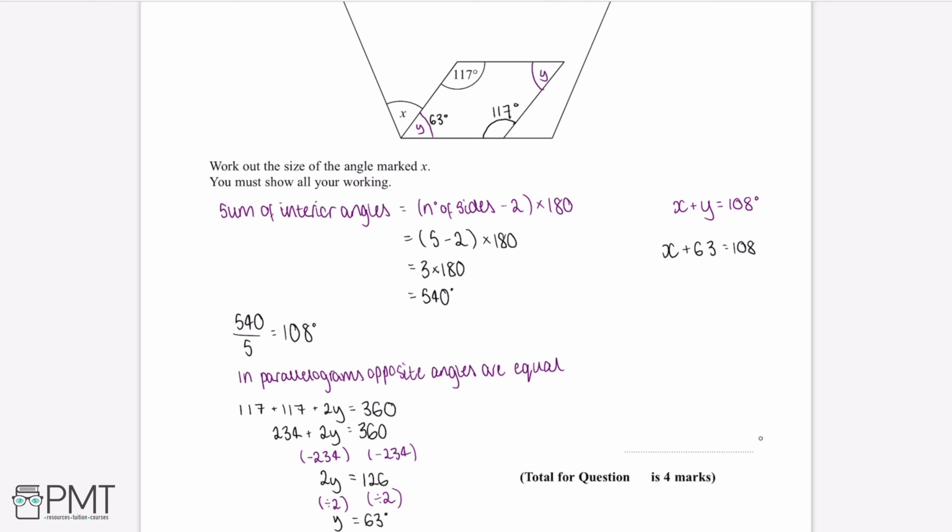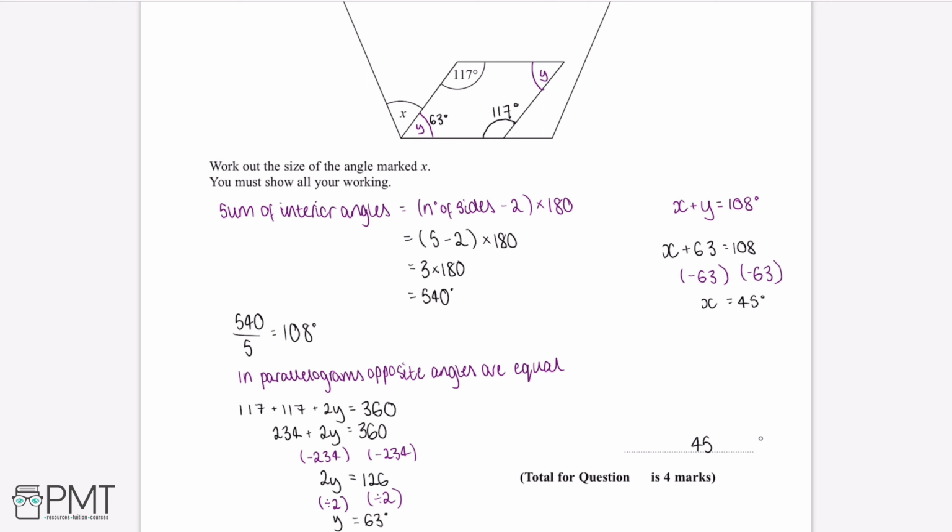And to do this, we can minus 63 from both sides of this equation. So x plus 63 minus 63 will give us x. And finally, 108 minus 63 gives us 45 degrees. And this is our final answer.